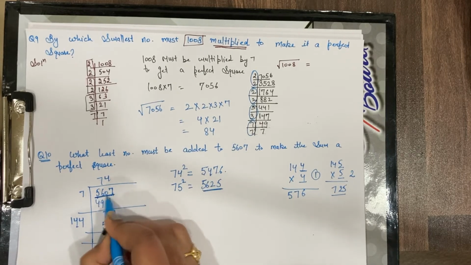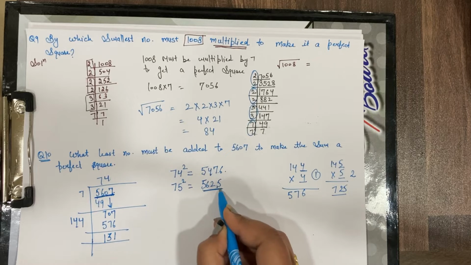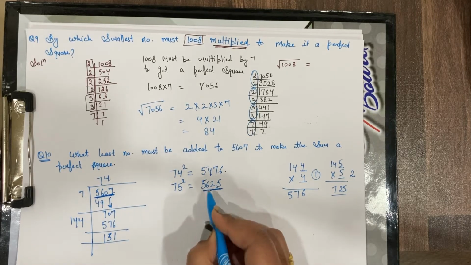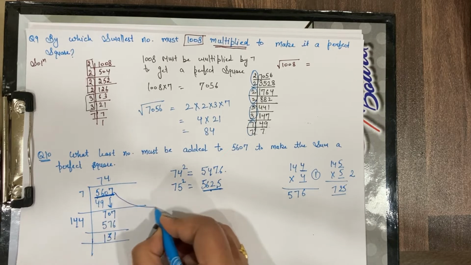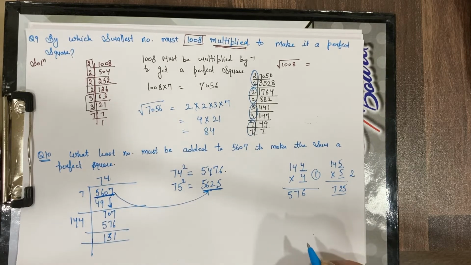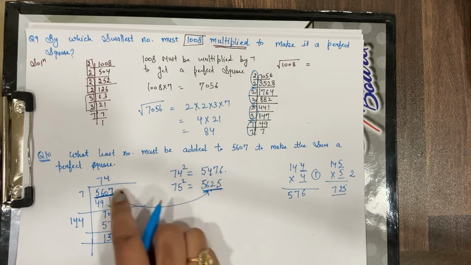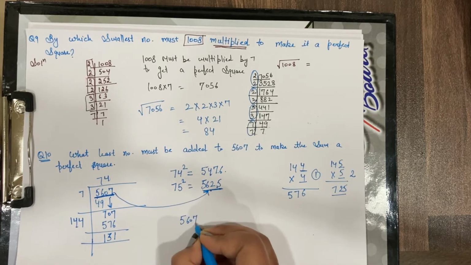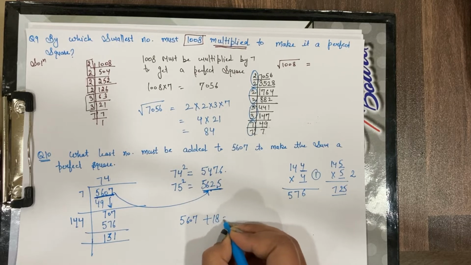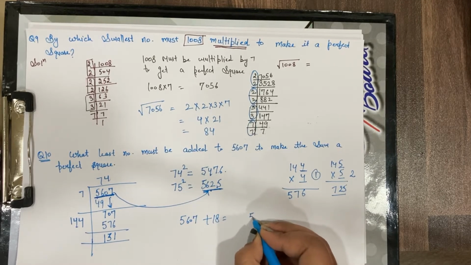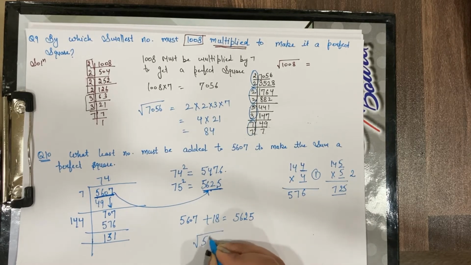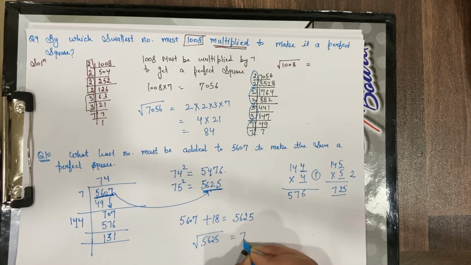I have to make this number this. मुझे यहाँ तक पहुँचना है. 5607 से 5625 तक पहुँचना है. How will I reach from this point to this? What should I add? Difference देख लो. It is 18. So you will write 5607 plus 18 should be added because when we add 18 we get this, and the square root of this we already know is 75.